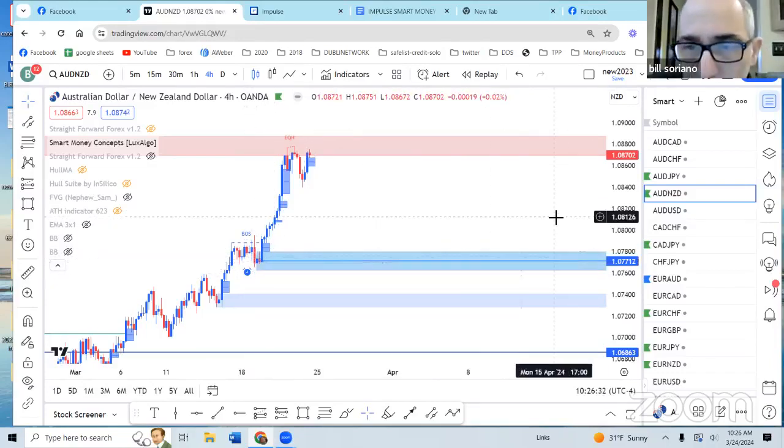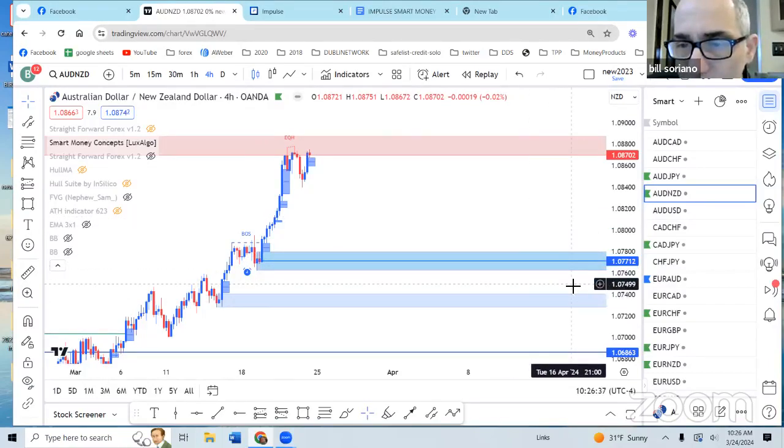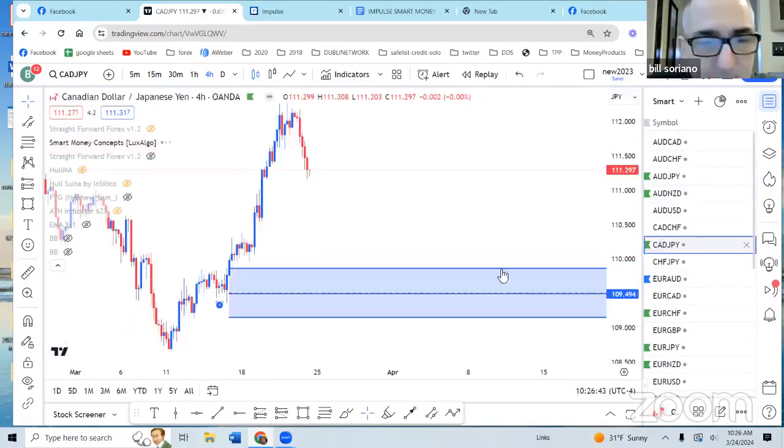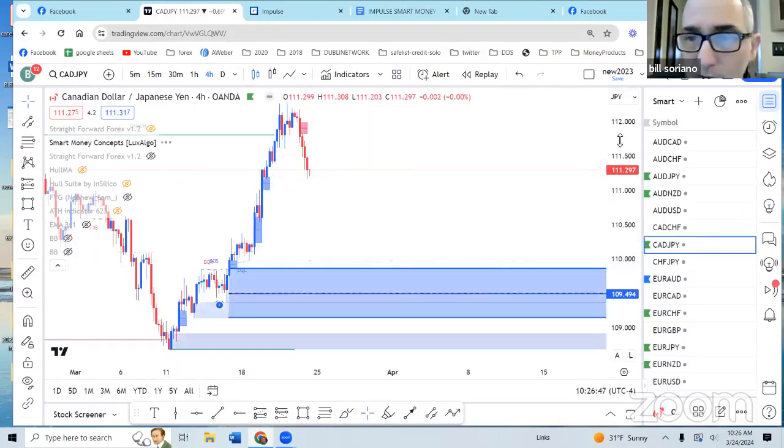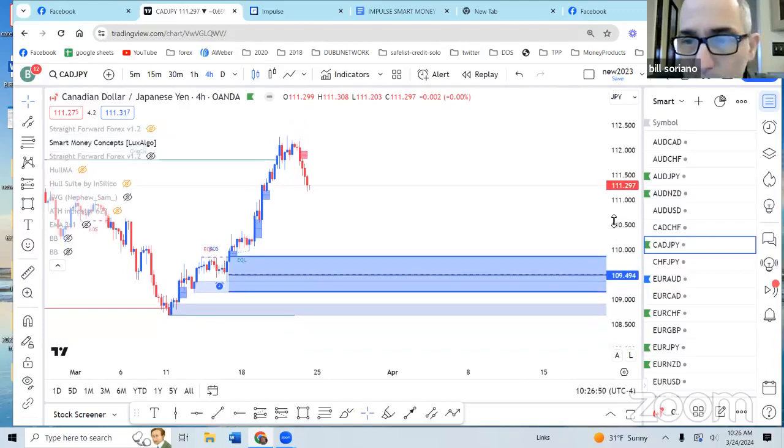So there we have a 50% alert set at 1.07712. You could see that over here highlighted in blue. Okay, the next one is CADJPY, right? Again, these order blocks are already identified because these were pairs from last week or the week before, okay?